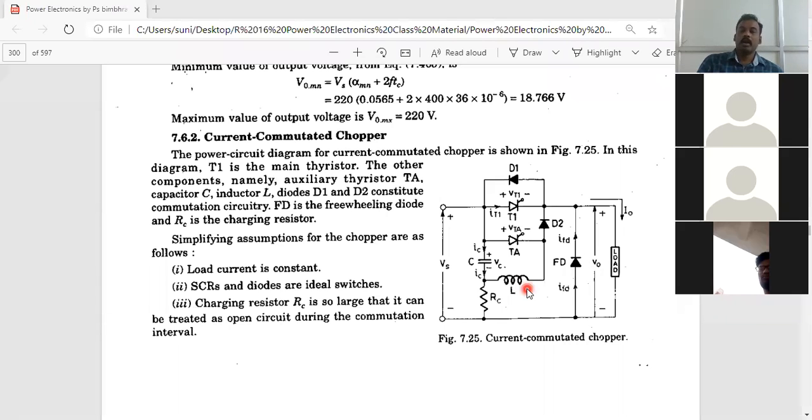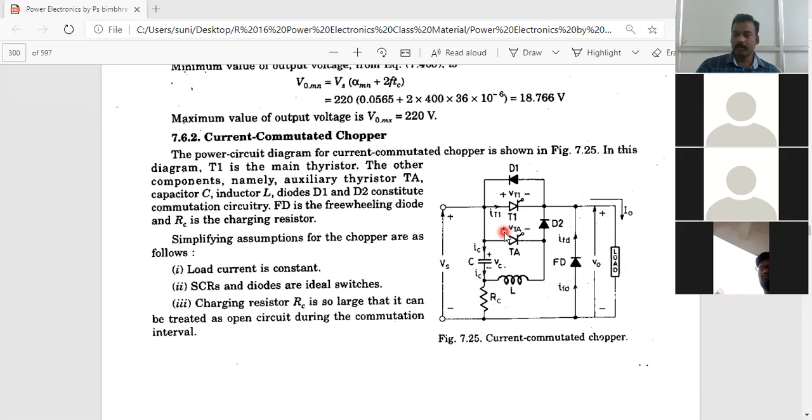Okay, so for making the conducting device turn off, we need to place a pre-charged capacitor. For making this capacitor pre-charged, we are simply going to provide a bypass with this charging resistor. Depending upon the charging resistor, you will have the capacitor charging time.